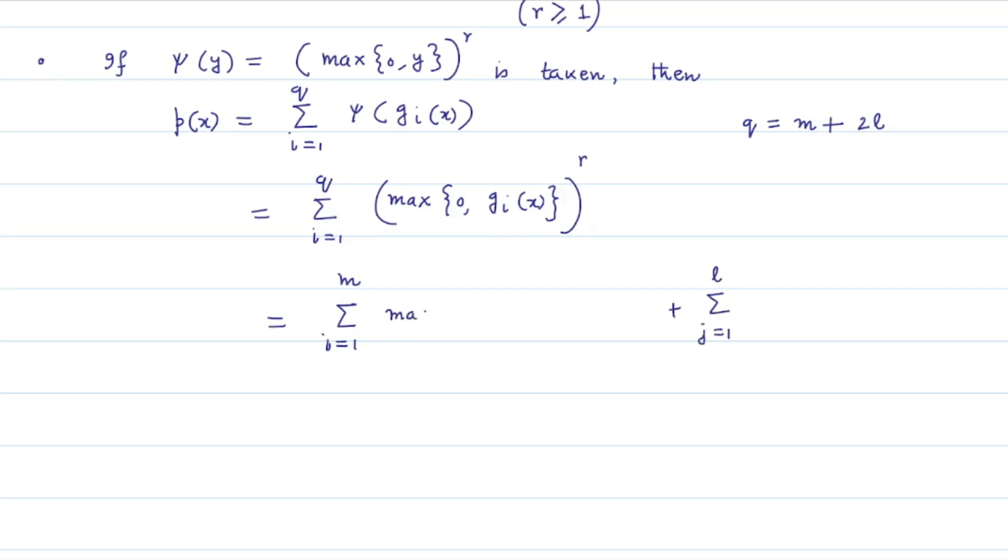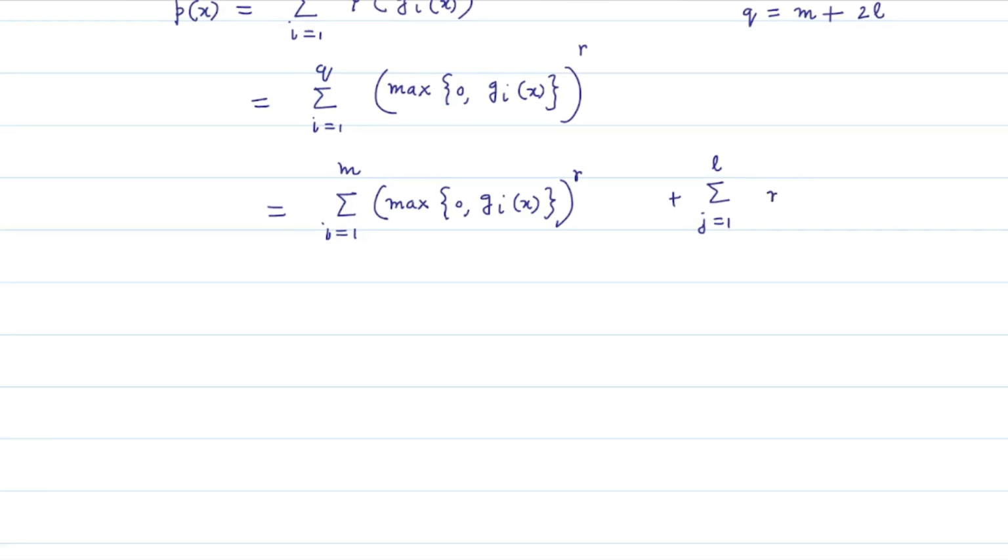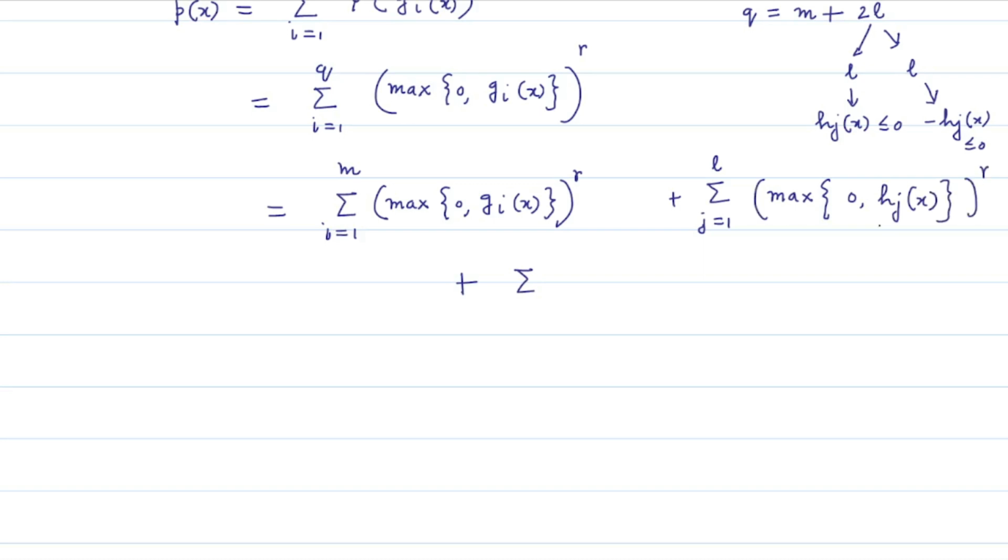that you consider, here inside the summation over i equal to 1 to m, this expression. And inside this summation you have the maximum of 0, and now in these 2L constraints you have L many a_j(x) less than or equal to 0, and you have L many minus a_j(x) less than or equal to 0, right? So this summation will be broken into two parts. One is the maximum of 0 and a_j(x) to its power, and in another summation you will have the maximum of 0 and minus a_j(x) to its power r. Now let us keep the first summation as it is.